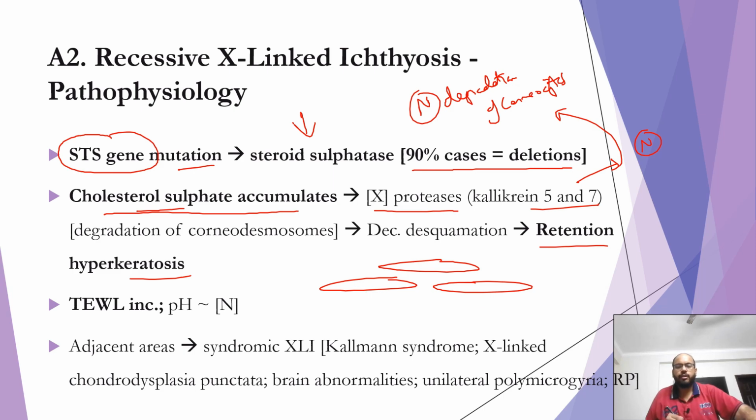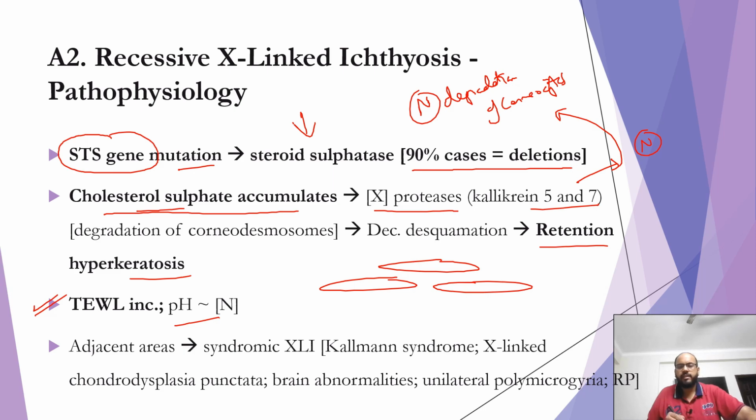Clear? Now, when the normal kinetics of the skin is affected, the corneodesmosomes are not able to get removed. The cells will not be able to leave the skin and will be retained, and that leads to retention hyperkeratosis. So here the problem doesn't lie in the granular layer, and you will see the granular layer in the biopsy. The transepidermal water loss is increased, but the pH is somewhat normal.